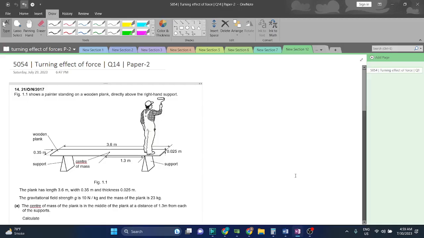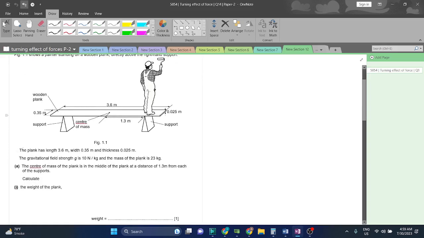Welcome back, guys. Now we will do turning effect of forces, question 14, paper 2. Let's start. Question 14. Figure 1.1 shows a painter standing on a wooden plank directly above the right hand support. The center of mass will be in the geometrical center.